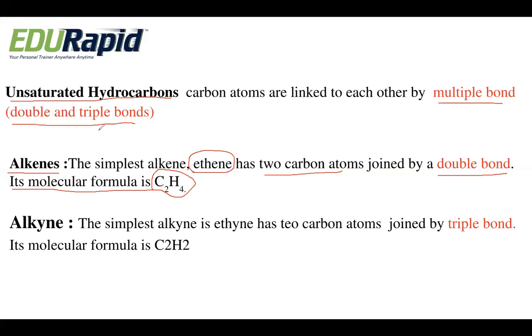We have another type of unsaturated hydrocarbon, that is alkyne. The simplest alkyne is ethyne. It has carbon atoms which are joined by a triple bond. Its molecular formula is C2H2. So the two carbon atoms share only two hydrogens, forming the triple bond. So they are called alkynes. They again come under unsaturated hydrocarbons.